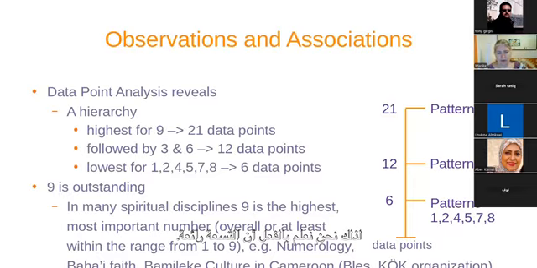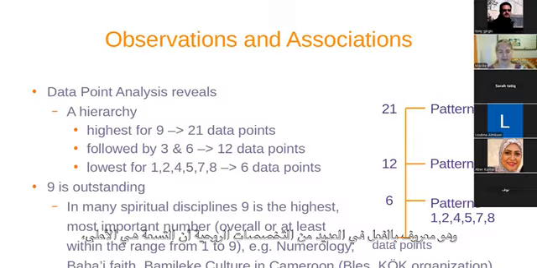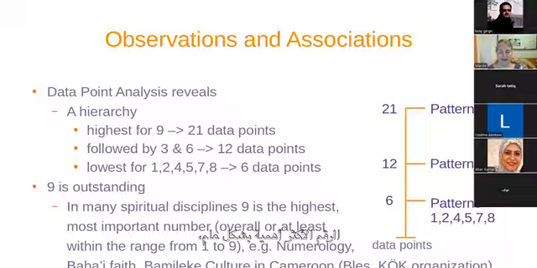So we already know that 9 is outstanding, and it's the highest in the sequence, but it is even elevated with these number patterns, which is already known in many spiritual disciplines, that 9 is the highest, most important number overall, or at least within the range from 1 to 9. For example, in numerology, in the Baha'i faith, and Amuleke culture in Cameroon, which I know from Bless, who is a member of the Cameroonian Austrian Culture Association in Graz, Austria.